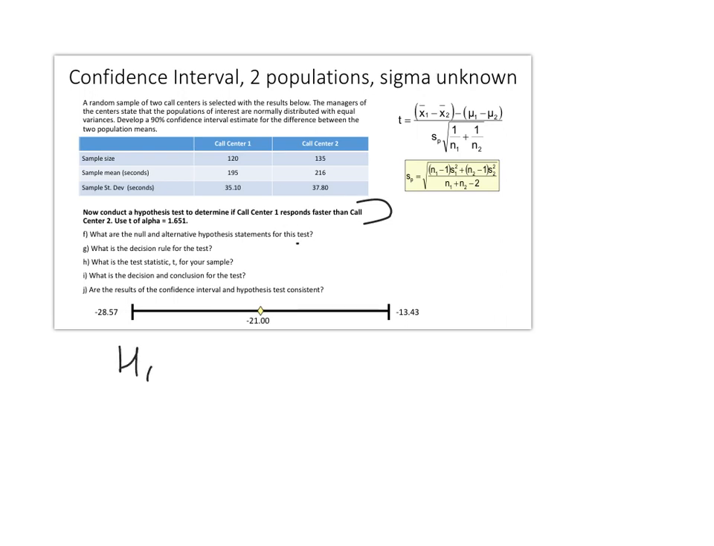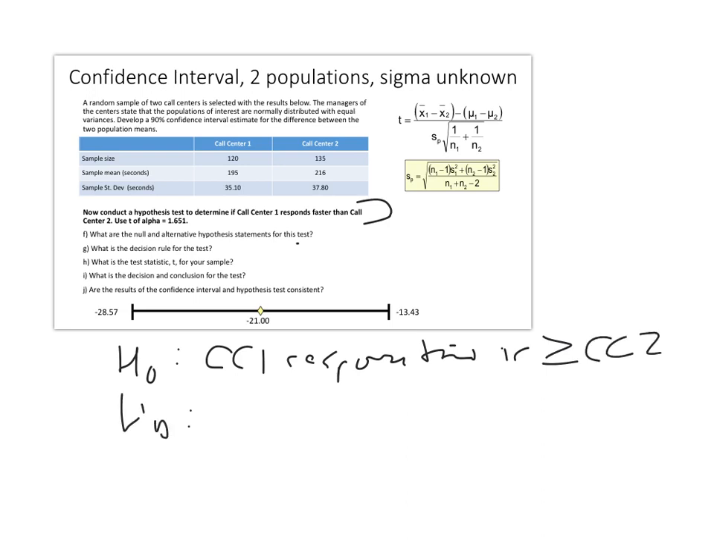So our null is going to be call center 1 response time is greater than or equal to call center 2. Okay, that would be our null. Our alternative, what we think is happening, is that call center 1 is less than call center 2 in terms of response time. So those would be our hypothesis statements. So then a one-tail test with a rejection region in the lower tail.